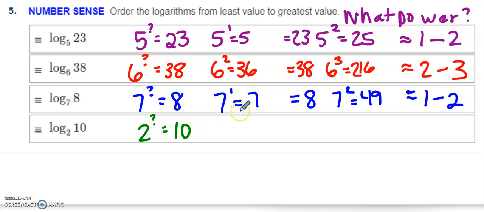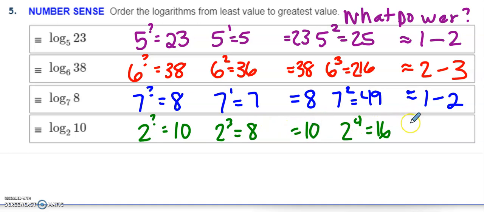Finally then, 2 to what power is 10? Well, I know 2 to the third is equal to 8, and I know 2 to the fourth is equal to 16. 10 is somewhere in between 8 and 16, so the number that I need to raise my 2 to is somewhere in between 3 and 4.